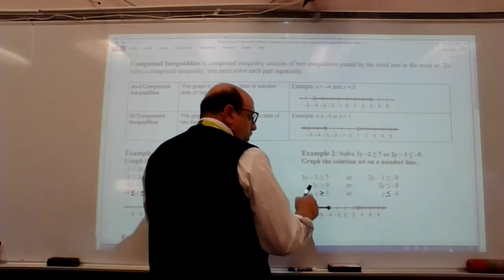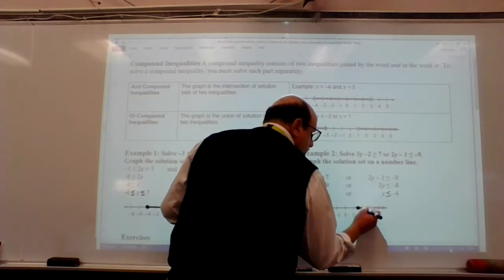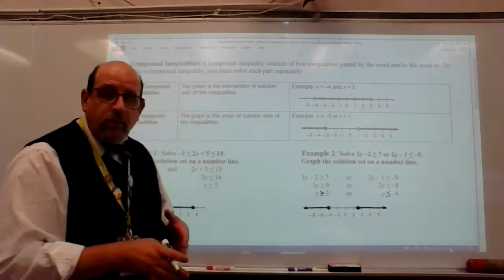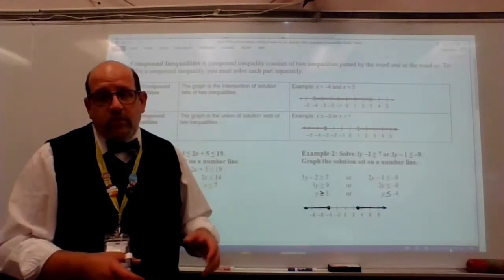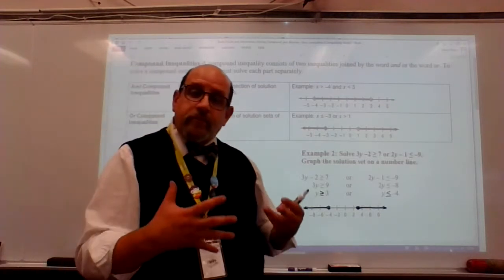And this one says y is greater than or equal to 3. We go ahead and close that circle and shade that way. This is really, really simple. The other side is almost as simple except for one minor exception.